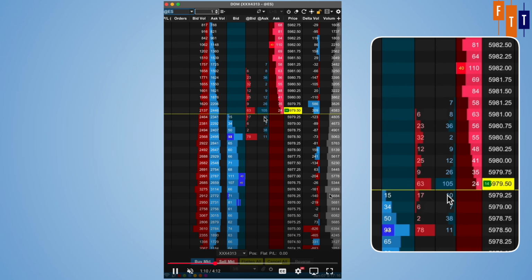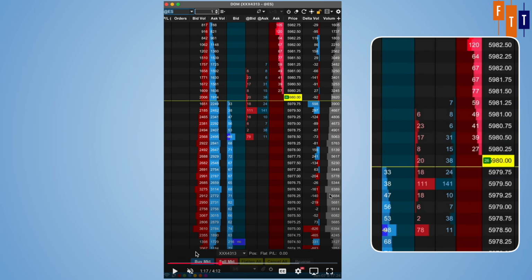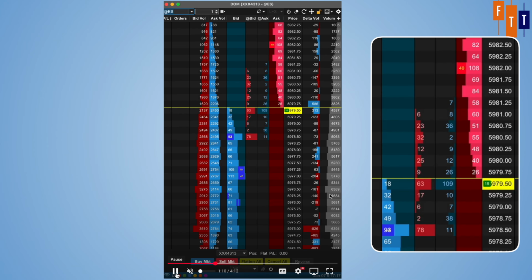Grows to 90, 109, 116, 128, 141, and then boom, and then it moves up. And even let's kind of go slow here and pause and play frame by frame. So we're looking at this 13 and this 18. That grows to 19. We move down. Buyers still buying at 79.50.